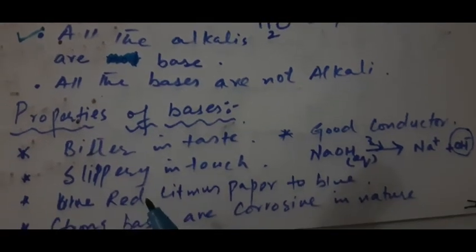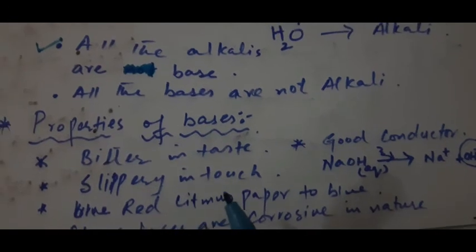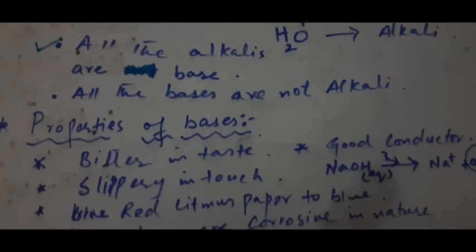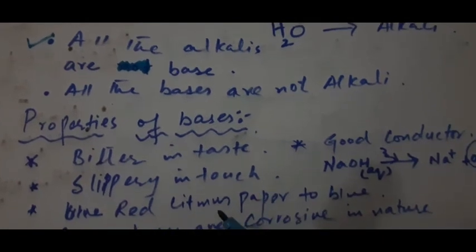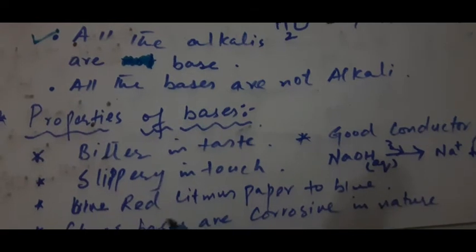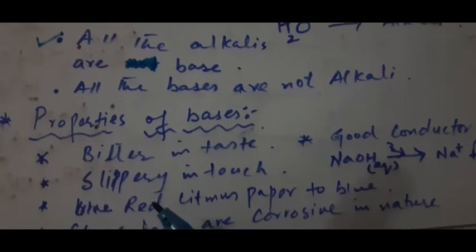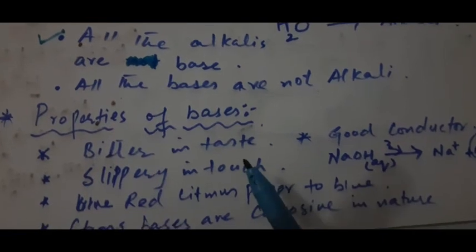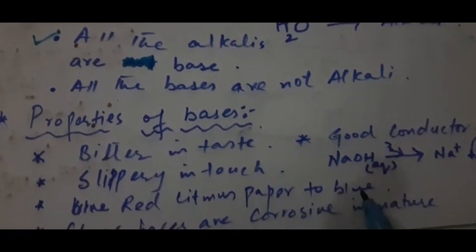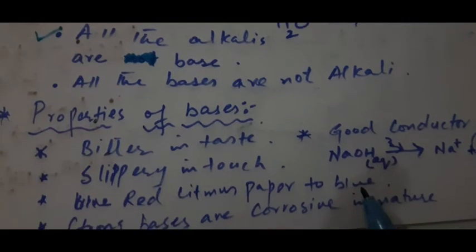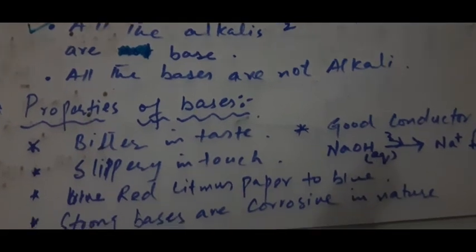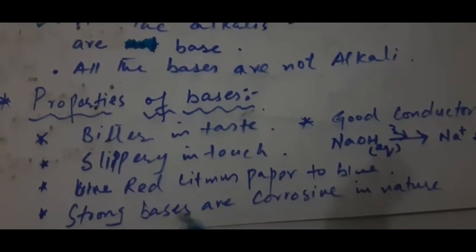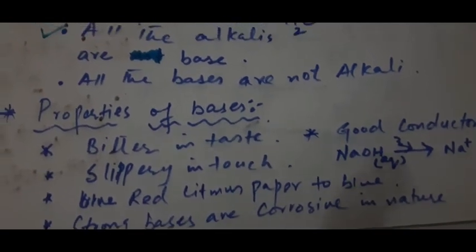Now what type of indicator do we use for the bases? We use different types of indicators, but here we use litmus paper. If we have red litmus paper, when we dip the red litmus paper into the basic solution, it turns blue. It means the solution is basic in nature. As we have studied, strong acids are corrosive in nature. Similarly, strong bases are also corrosive in nature.